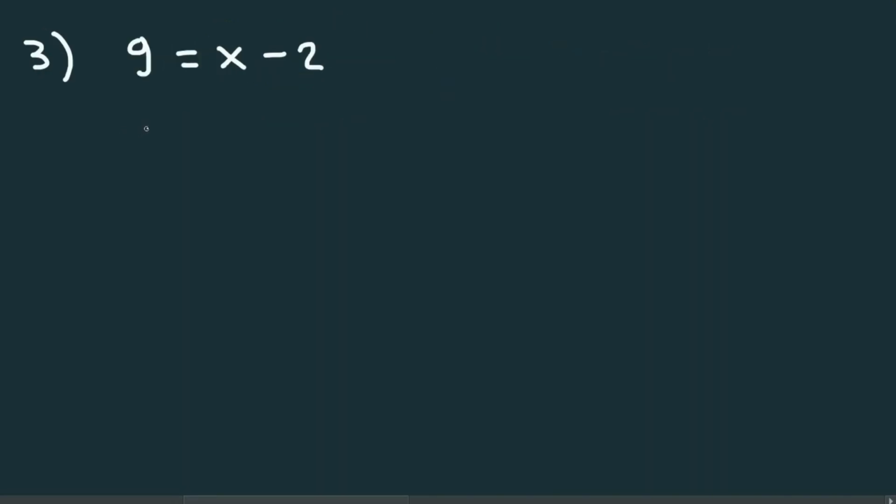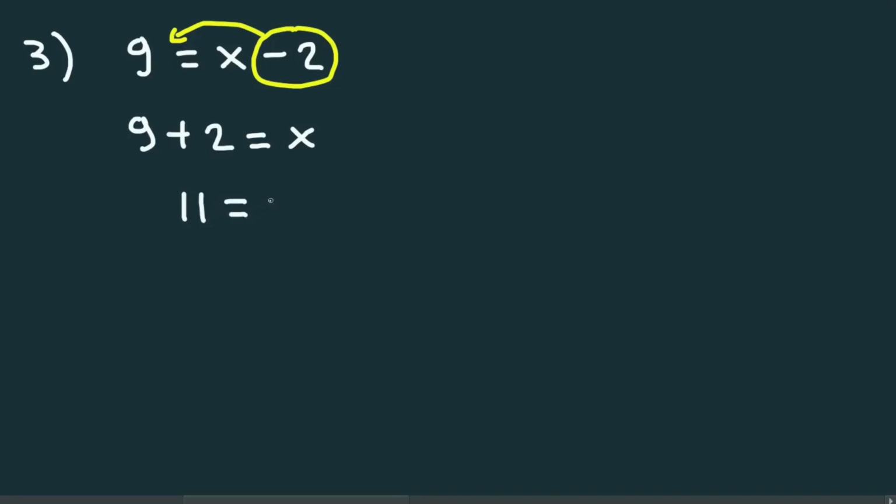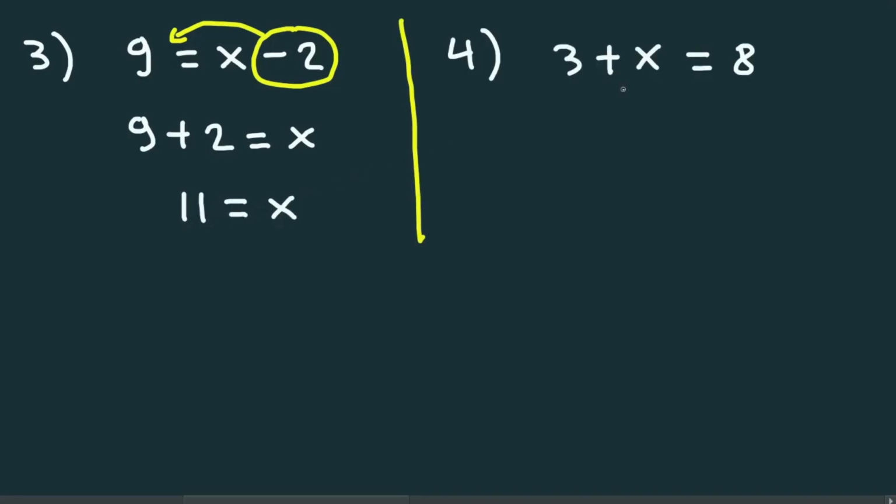Example 3. So x here is on the right-hand side, but the procedure is exactly the same. So minus 2 needs to go to the left-hand side. So I isolate x. So 9 plus 2 equals x. 11 equals x.